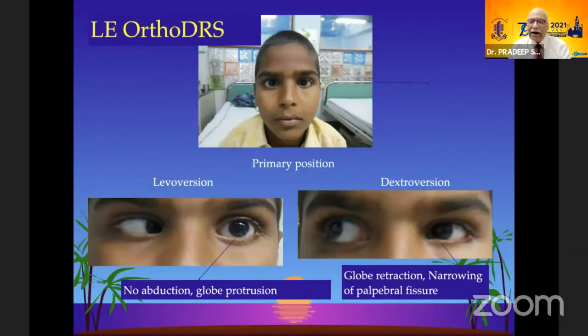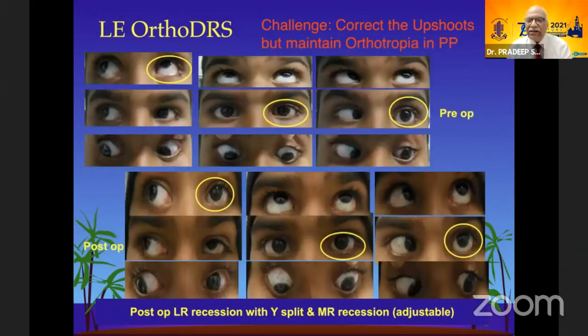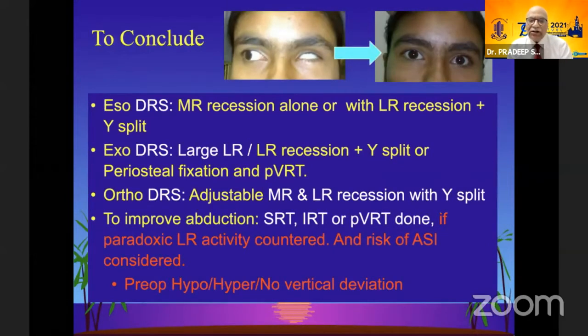Ortho-DRS cases are a little more demanding. The challenge is to correct the upshoot, but maintain the orthotropia in the primary position. And this is better handled by a LR recession with Y-split, and MR recession, preferably on an adjustable suture, to ensure this.